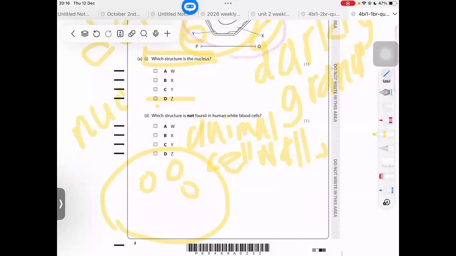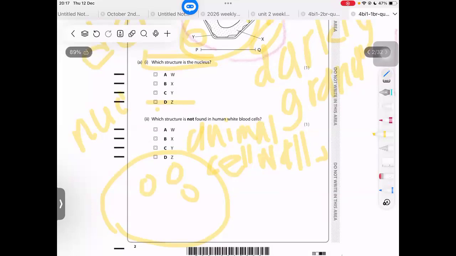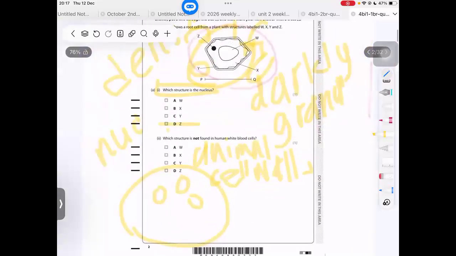Because there are different types of white blood cells, right? Lymphocytes, basophils, neutrophils, all these things are there. Because of that reason, in general, we say the white blood cells do not contain a vacuole, right? They do contain little vesicles, but not a vacuole. Therefore, W is the structure, the vacuole, which is not found in human white blood cells, right?